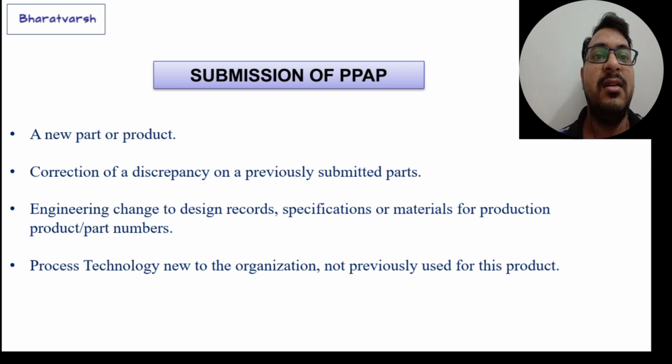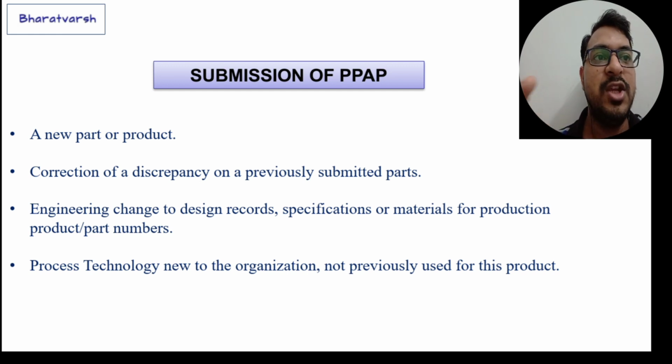like when there is an interim approval given by the customer to the part, or there are capability-related issues in the part, or any other issues related to the part for which we have to take corrective action and improve by problem-solving efforts. Third is when there is an engineering change in design records, drawings, specifications or material of the product / part numbers.